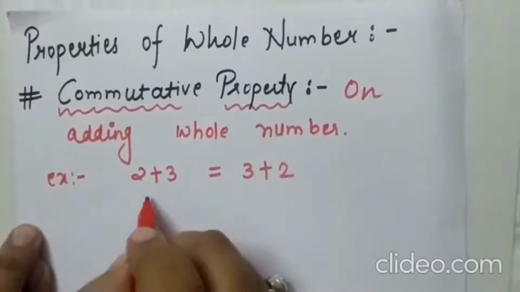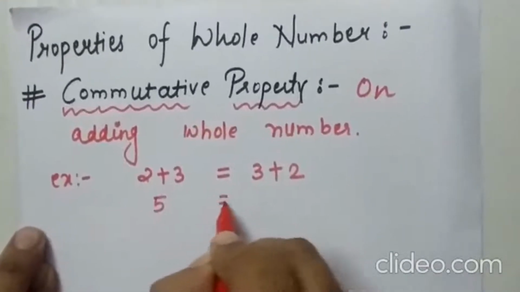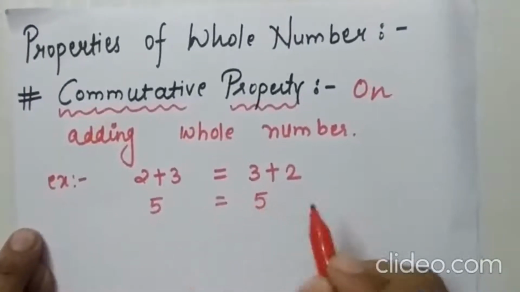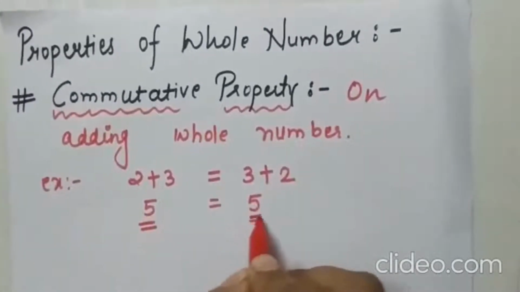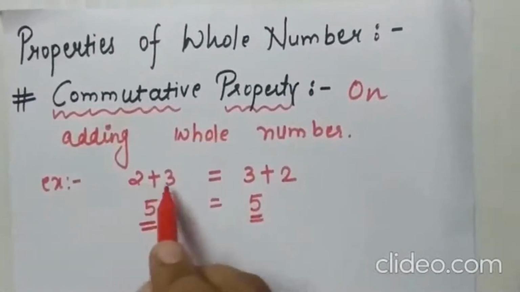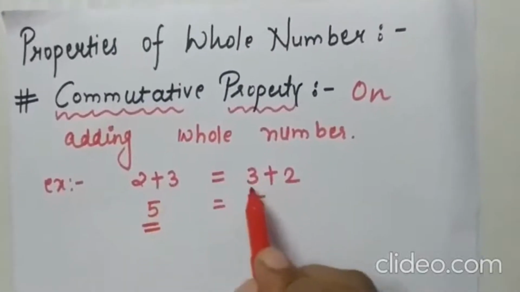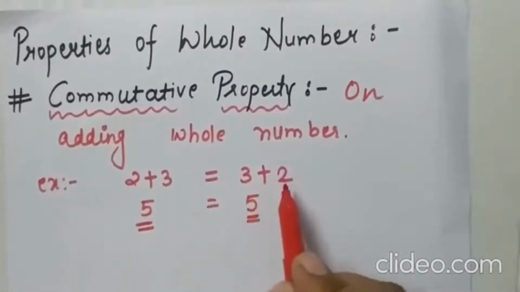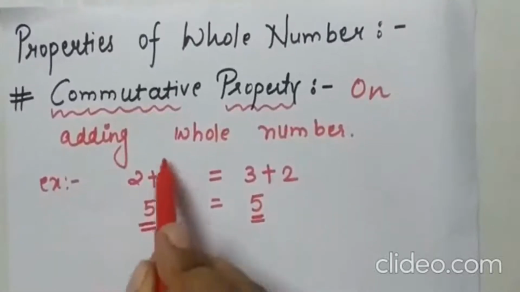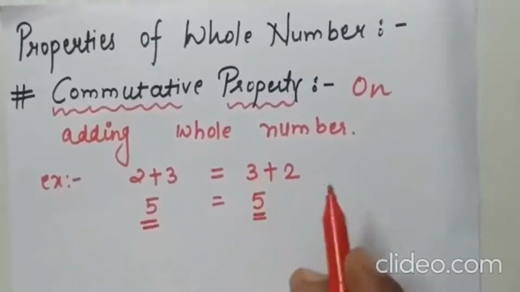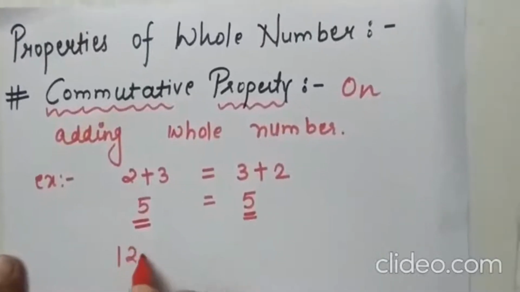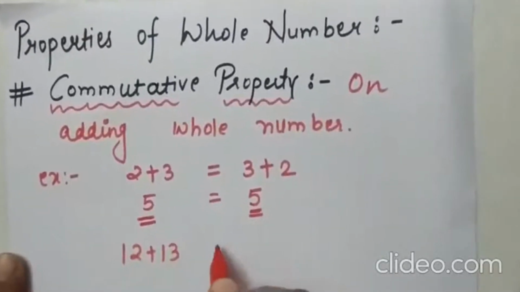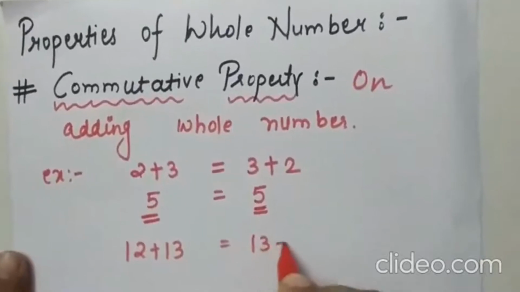So 2 plus 3 I will get 5. Again 3 plus 2 also I will get 5. Means here we can say, if we change the order of the numbers, here I took 2 first and 3 next, here I took 3 first and 2 next, then also my result will not change. I will take one more example: 12 plus 13 is equal to 13 plus 12.